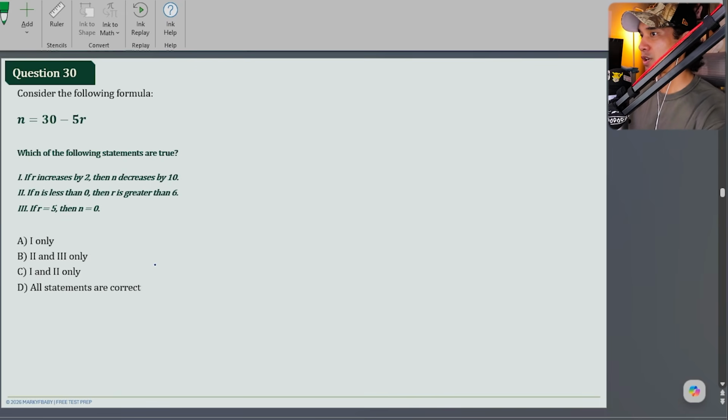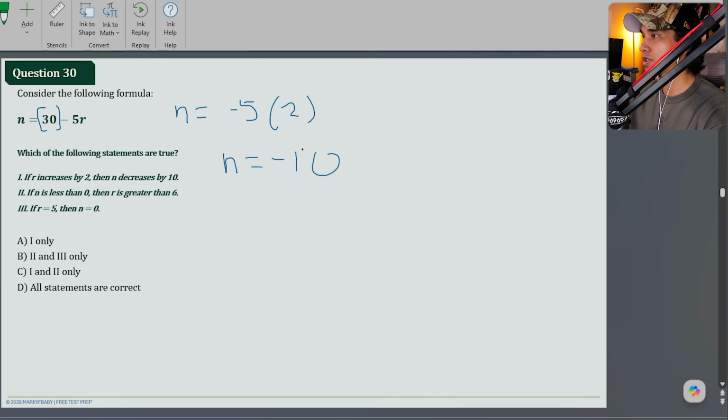Which of the following statements are true? If R increases by 2, then N decreases by 10. So let's just not take into account this part right here. This is what we call a constant. Let's not take that into account when figuring this statement out. If R increases by 2, so let's say -5 and then R increases by 2, then N decreases by 10, right? N does, in fact, decrease by 10 because -5 times 2 equals -10. So this is true.